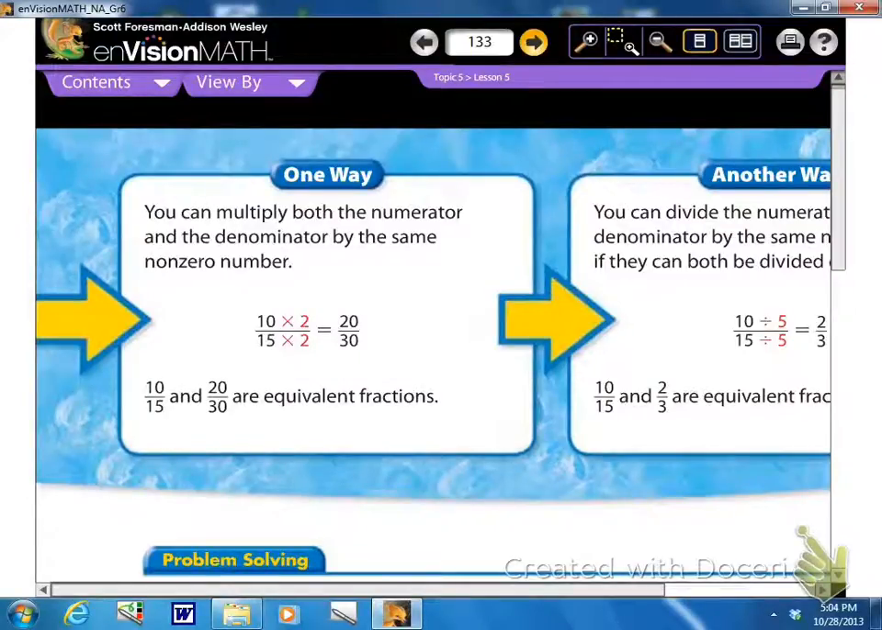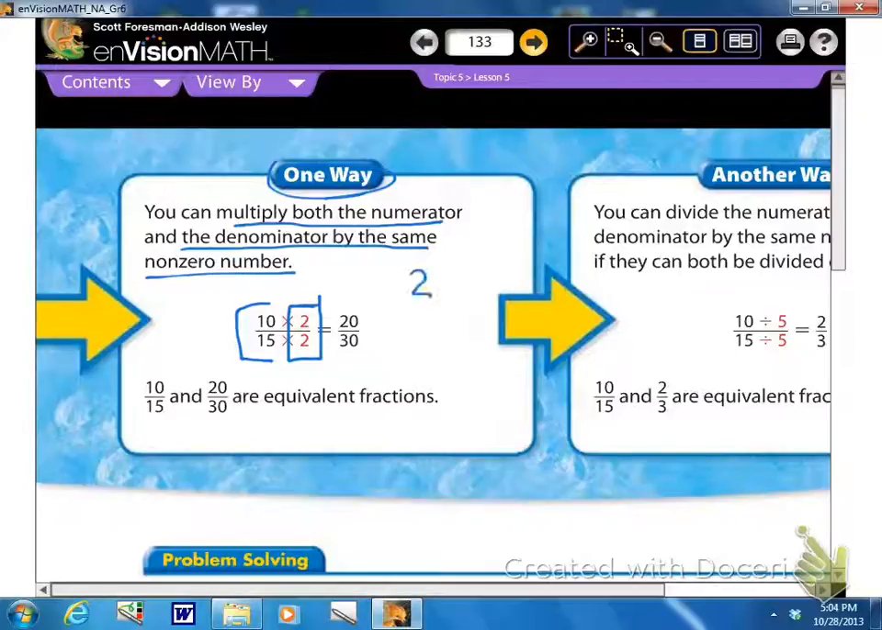Okay, on page 133, look over with me at one way to find equivalent fractions. One of the things you can do is multiply both the numerator and the denominator by the same non-zero number. For example, they have the fraction 10/15. In order to find an equivalent fraction, all I have to do is multiply my numerator, 10, by 2, and my denominator, 15, by 2. The important thing is that what you multiply by is exactly the same. 2 for my numerator and 2 on the denominator, because basically 2/2 is equal to 1.